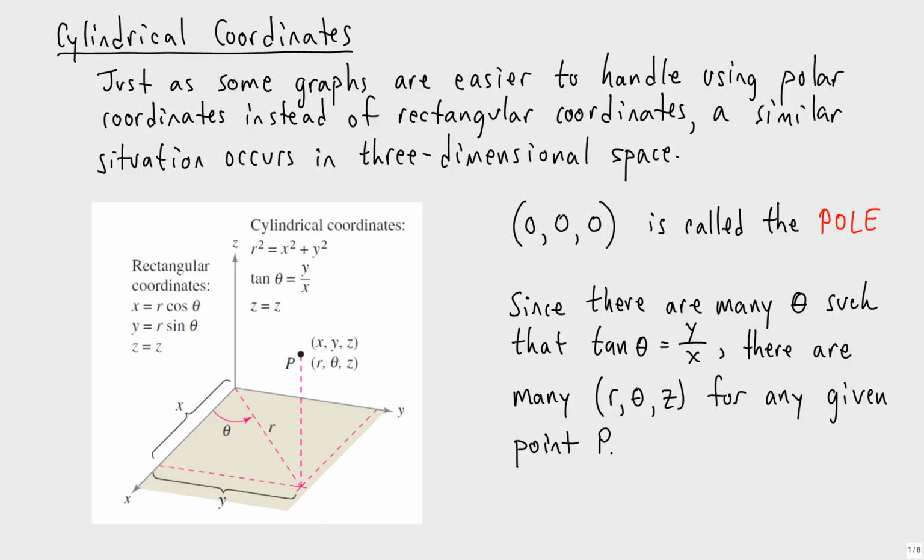The X coordinate would just be R cosine theta, because it's just a right triangle. Cosine of that angle is the adjacent side over the hypotenuse. So X is going to be R cosine theta, just like it was in polar coordinates. And Y would be R sine theta, just like it was in polar coordinates. And then Z is just Z, because that allows us to move above or below the XY plane.